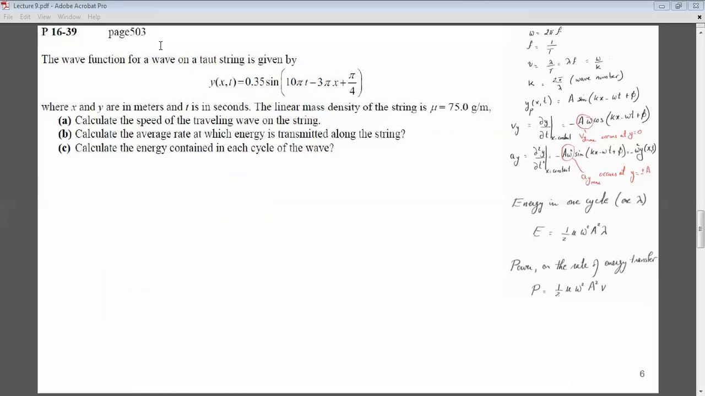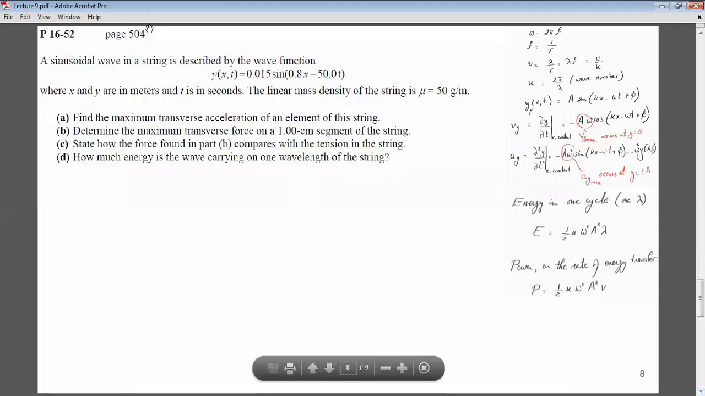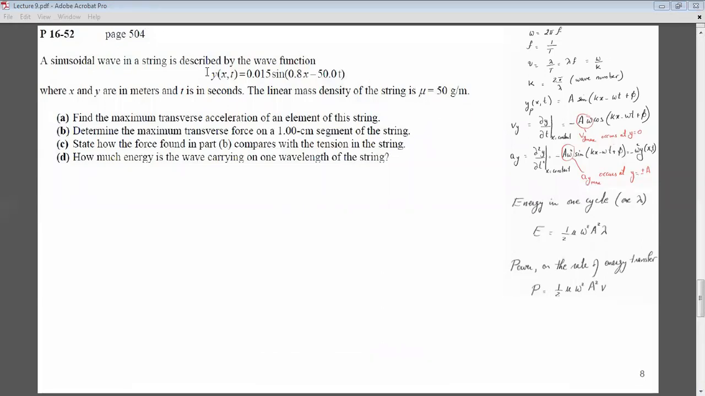All of them should lead you to the same answer. Let's solve another exercise from the booklet. A sinusoidal wave on a string is described by the wave function y = 0.015 sin(kx − 50t), where this is k and this is omega. X and y are in meters, t is in seconds. The linear mass density of the string is mu = 50 grams per meter, so mu is equal to 0.05 kilogram per meter.